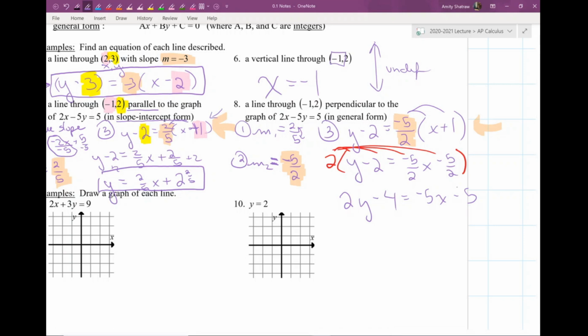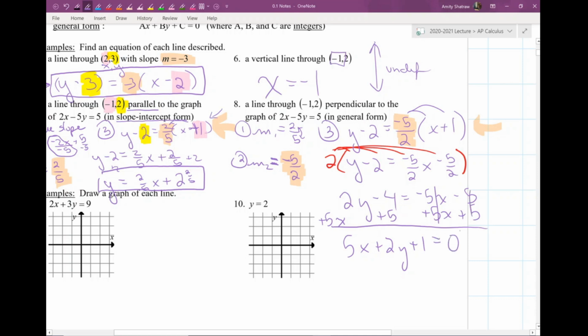Let's try to move everything to the left. I say that because I always like the first term, the x term, to be positive, and I have a tendency to try and get that to happen whenever I can. It is not a requirement now, but it was back in the day when I was in a calculus class. So here we go. 5x plus 2y plus 1, and all of that equals 0. And that's your general form equation.